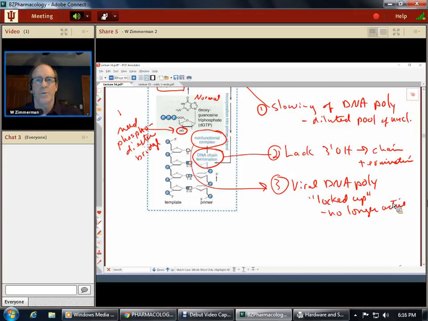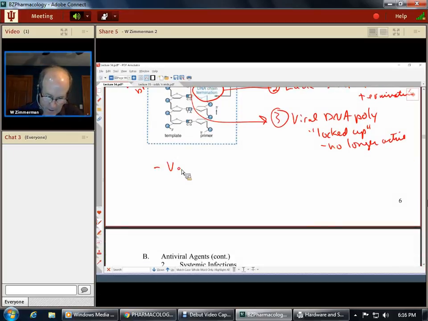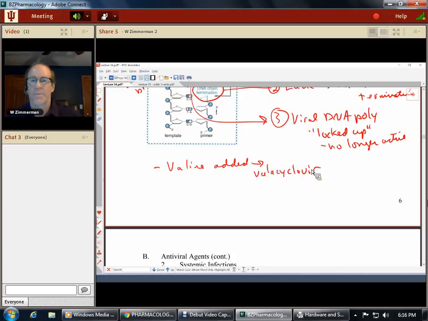Now, frequently with acyclovir and ganciclovir, a valine is added. And that'll lead to valacyclovir. And it's kind of strange, the valacyclovir gets absorbed, and then in the first pass, all of the valine is cut off. Valine is removed in the first pass, which leads to acyclovir.